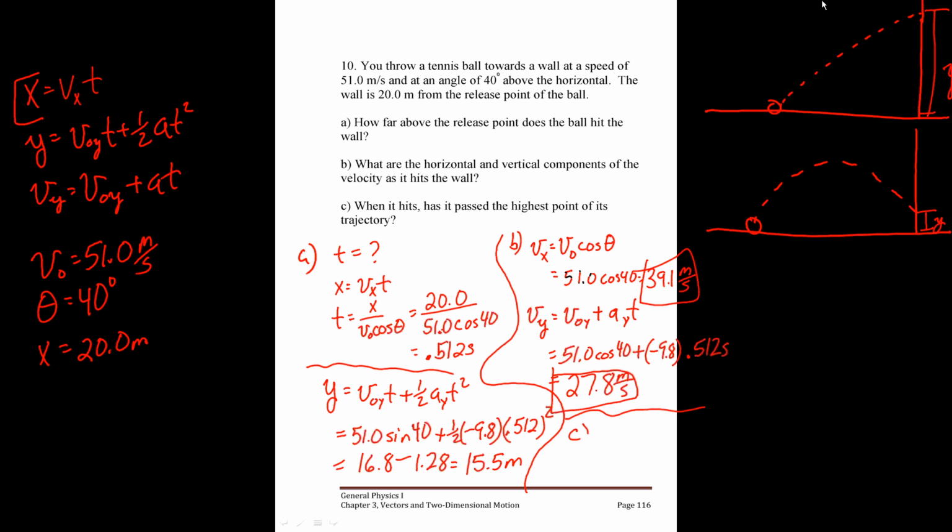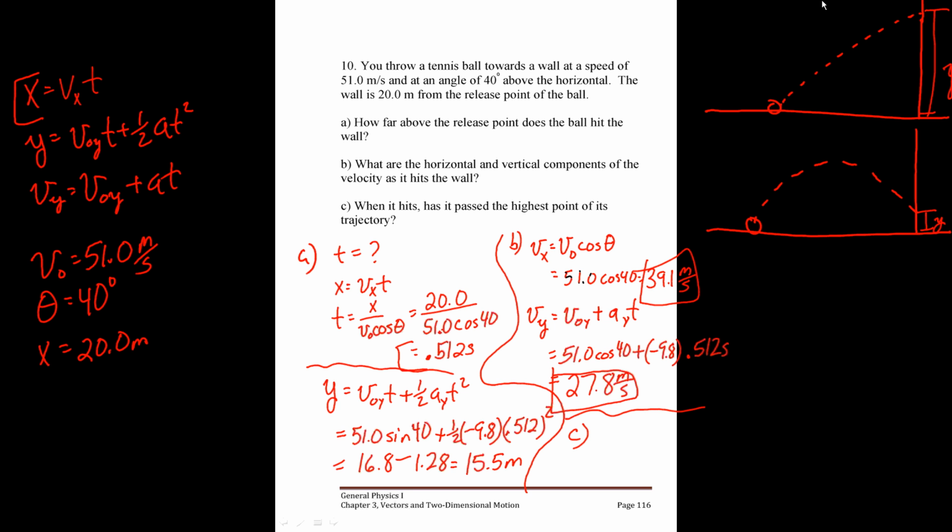Now, let's take part C. When it hits, has it passed the highest point of its trajectory? This seems like a complicated question because we could find out what is the highest point of its trajectory, and that's not that difficult. You just find what is the time when Vy at the top is 0, and then you can take that time and say, is that bigger or smaller than this time? If it's bigger, then it has passed the top of the trajectory. And if it's smaller, it has not passed the top of its trajectory.